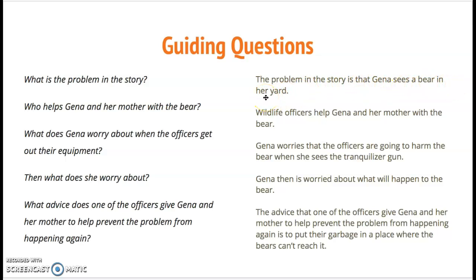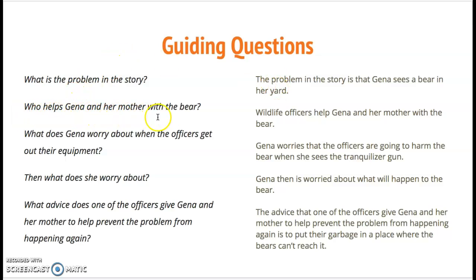So when you're answering this type of question, you need to use the question in the answer, which I did here. What's the problem in the story? The problem in the story is that Jenna sees a bear in her yard. I didn't just write Jenna sees a bear or bear. A complete answer has part of the question in the answer.